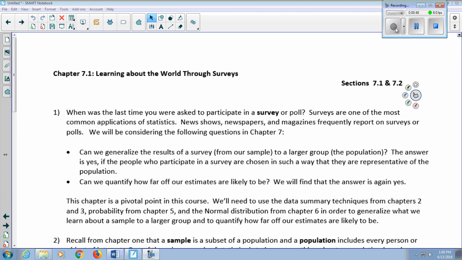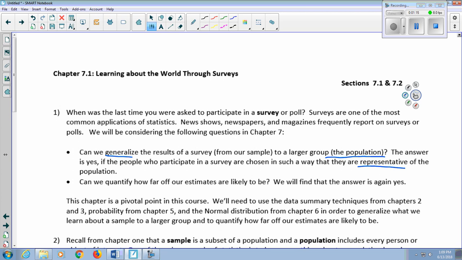One, can we generalize the results of a survey from some sample of people to a larger group, which we will call our population? And the answer will be yes, if the people who participate in the survey are chosen in such a way that they are representative of the population.